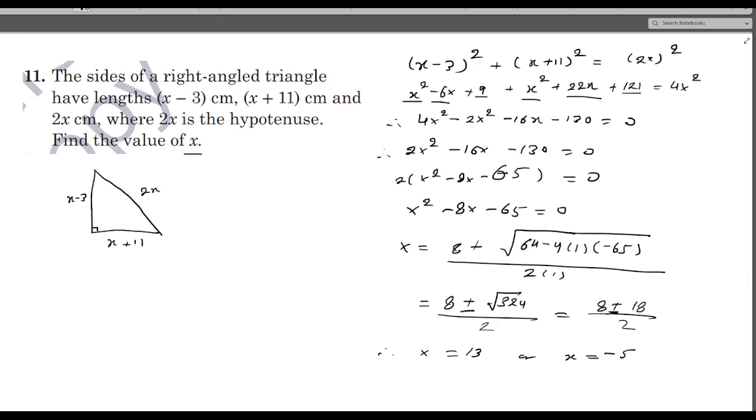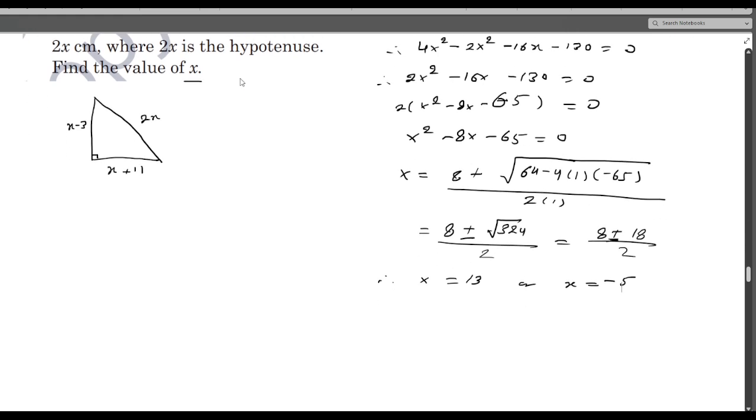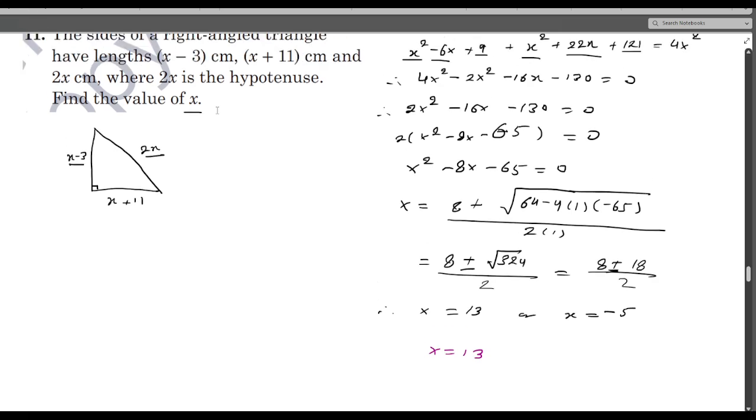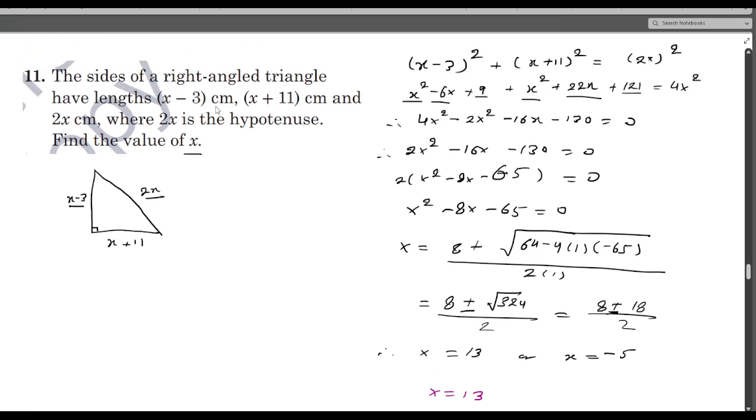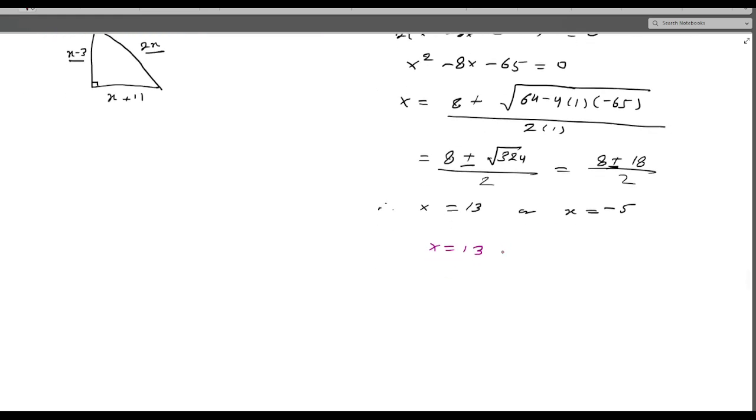Okay, but let us see whether a value of x as minus 5 is possible. Not possible, because this term and this term will become negative, which is not right. So your final answer will be x equals 13. Okay, as the dimensions are in centimeter, I will say that x is equal to 13 centimeter. Don't forget to write the unit.